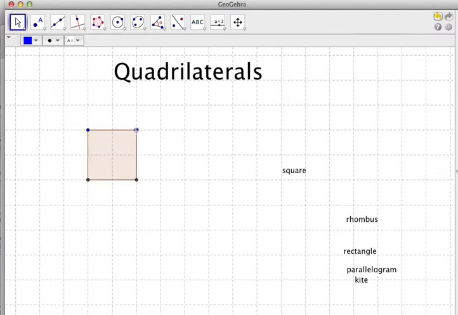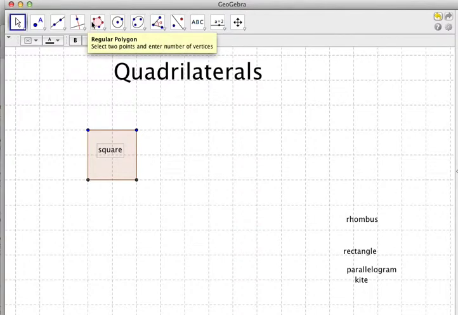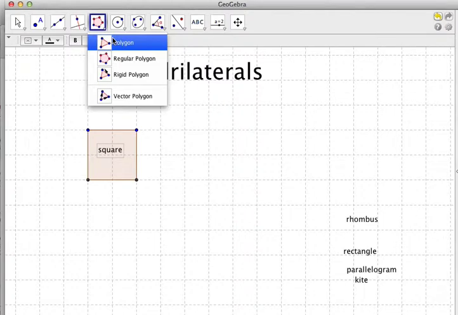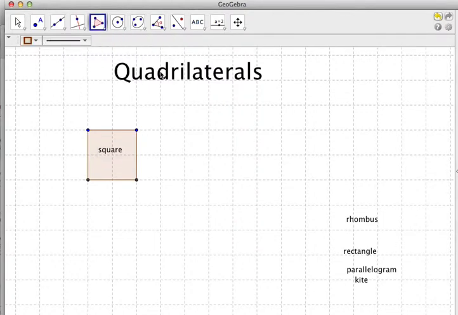But however I mess about with it, it's still a square because the four sides are equal and the four angles are right angles. And of course, the opposite sides are parallel. Okay, here's another quadrilateral, but I won't make it a regular polygon this time because I'm going to change its shape.